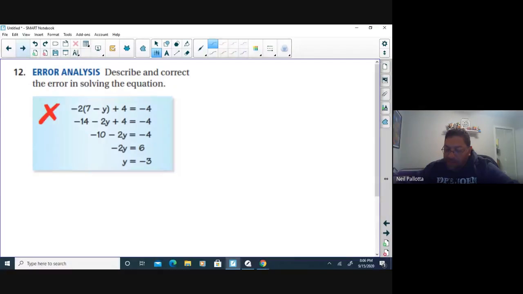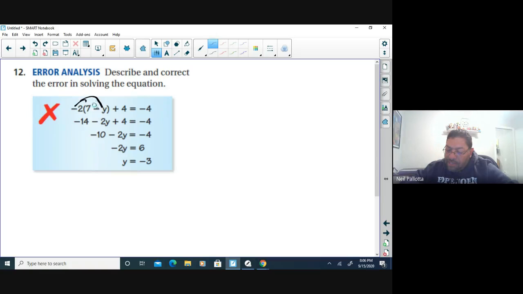Question 12. Describe and correct the error in solving the equation. Well, let's take a look and see. Oh, this was a tricky one. All right, this was a tricky one because when we use the distributive property, we're distributing a negative here, and we really have to pay attention when we're distributing a negative number. Negative 2 times positive 7 is negative 14. But here, this is where the mistake is.